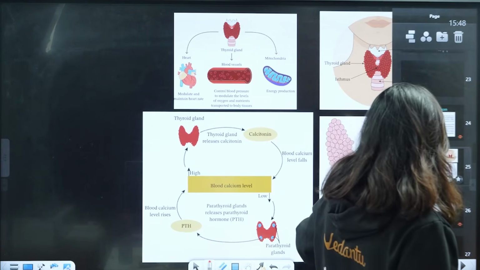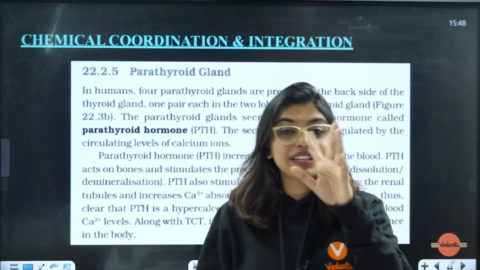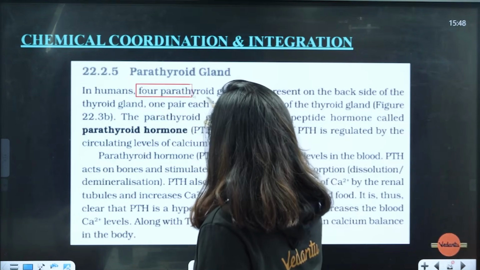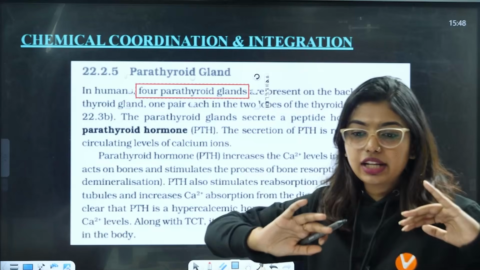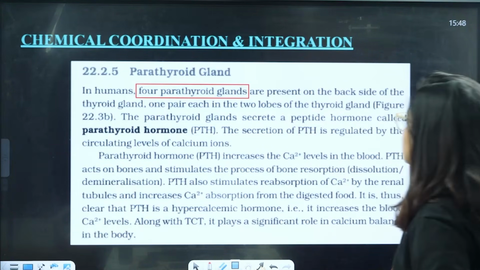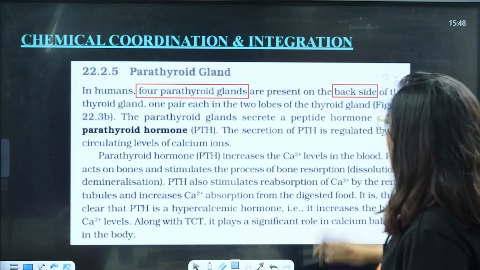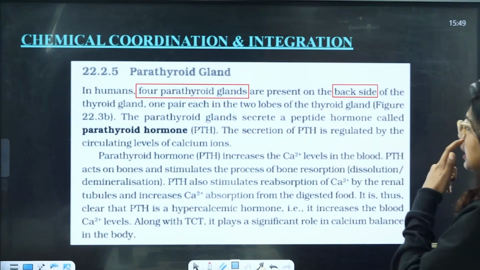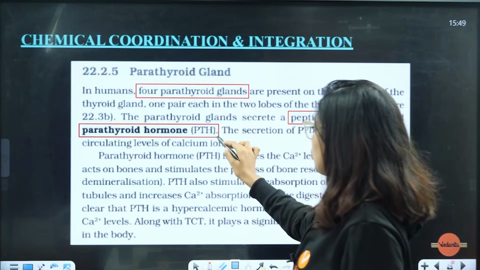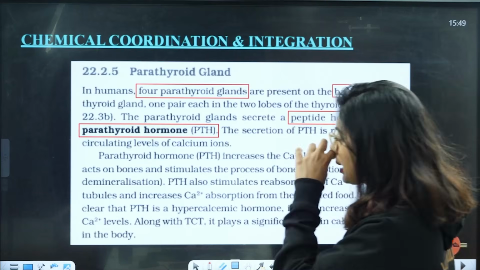Now we are going to understand about parathyroid gland, okay. So parathyroid gland, students, in humans 4 parathyroid glands are present right behind thyroid gland. So 4 parathyroid glands are present on the back side of the thyroid gland, 1 pair each in 2 lobes of the thyroid gland. The parathyroid gland secretes a peptide hormone which is called parathyroid hormone, PTH. The secretion of PTH is regulated by circulating levels of calcium ions.